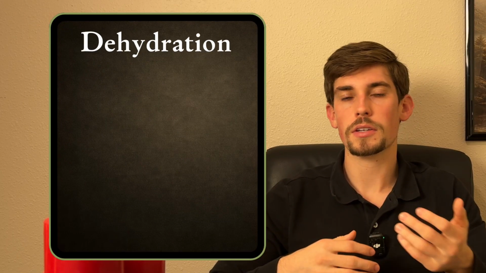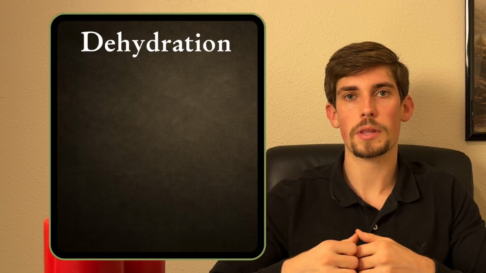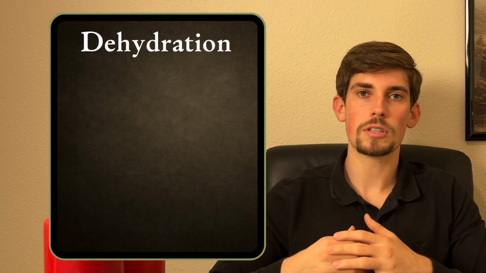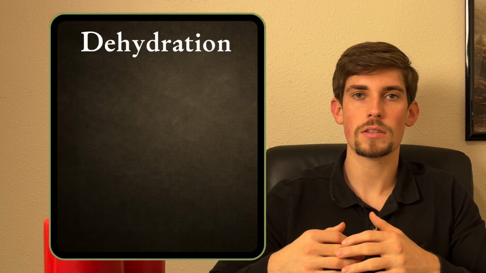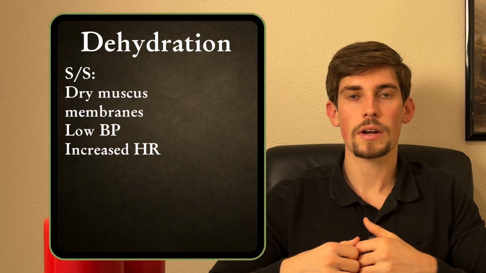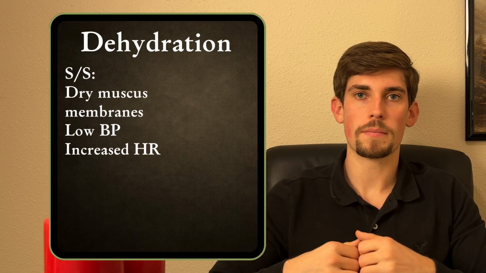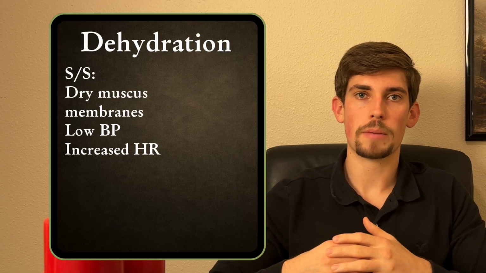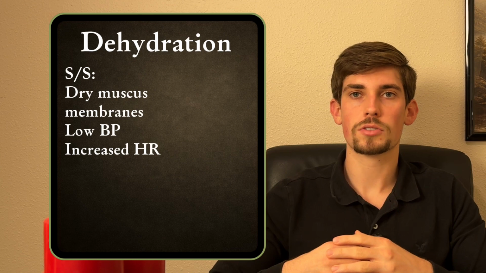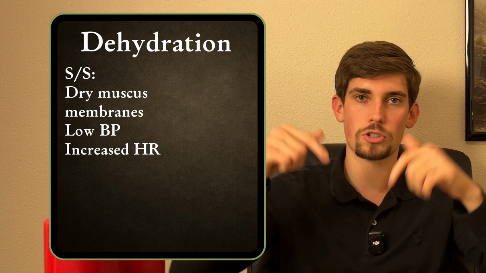The first one being dehydration. This is when there's too little fluid in the body. You'll start to see things like dry mucous membranes, low blood pressure, and an increased heart rate. What's happening here is simple. There isn't enough circulating fluid, so blood pressure drops. To compensate, the heart speeds up to keep blood moving through the body.